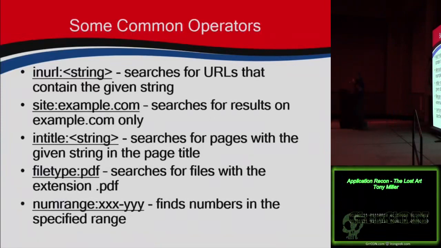File type: if I'm looking for files of a specific type, in this case a PDF, it's going to find me all PDFs that meet the rest of the search criteria. Some of these also have aliases, so for file type, you can also substitute in ext for extension, and it'll do the same thing.